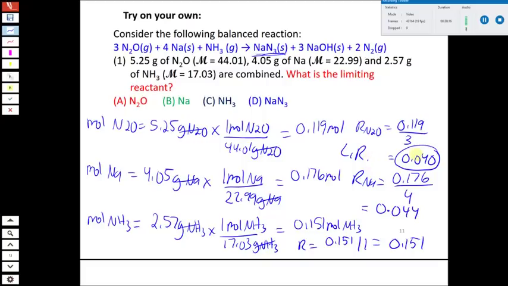All right, so we identify this one as our limiting reactant. We had to do the same series of steps for all 3. We picked the smallest one as our limiting reactant. So that's going to be N2O. So the answer for this one is A.